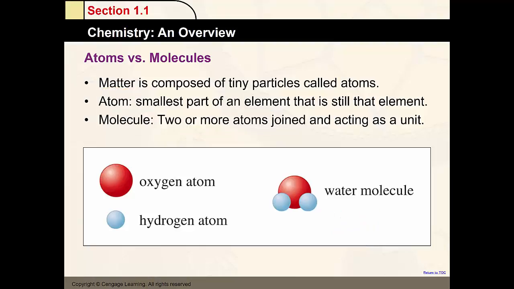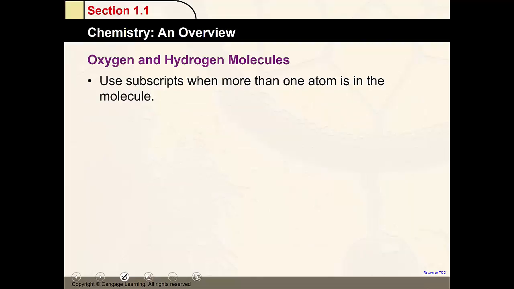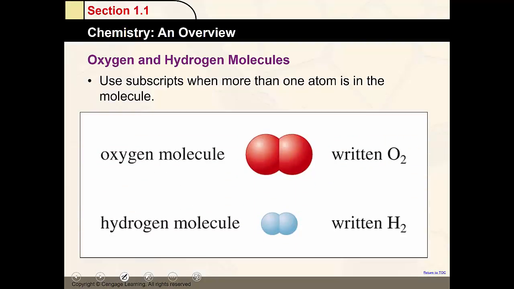Okay, so water is one type of molecule. Another type of molecule we're going to talk about some more this year are diatomic molecules. And if you think about the prefix here, di, meaning two, these are two-atom molecules in which it's the same atom bonded to itself. So if you think about the oxygen in the air we breathe, that's not just O, that's O2. It's two oxygen atoms bonded to each other.